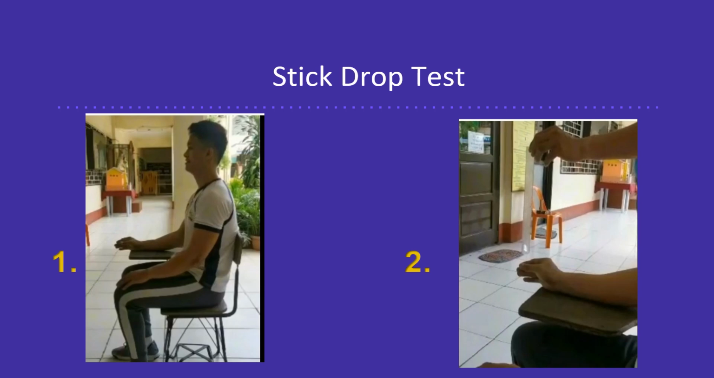So ito yung picture natin para sa stick drop test. As you can see sa number 1, yung performer ay nakaupo comfortably at yung fingers lang niya ang nakalabas doon sa armchair. Doon sa picture 2, yung partner niya ay nakaready na sa ruler, nakataas lang 1 inch above doon sa finger ng performer. And then yung thumb and fingers ng performer ay magkahiwalay na, ready to catch the ruler.